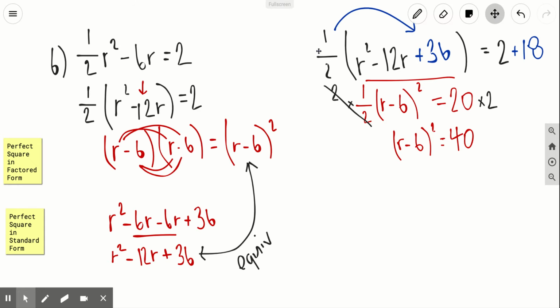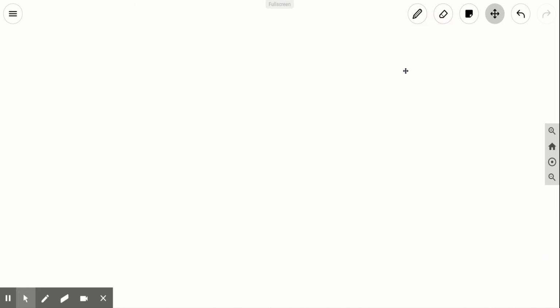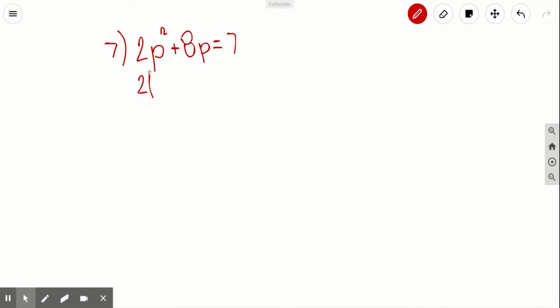I'll go ahead and start one more problem. We're going to look at question 7. In 7, we have 2p squared plus 8p equals 7. So just like in question 6, we have a coefficient on our a term, so we'll want to factor out the 2, for 2p squared plus 4p equals 7.